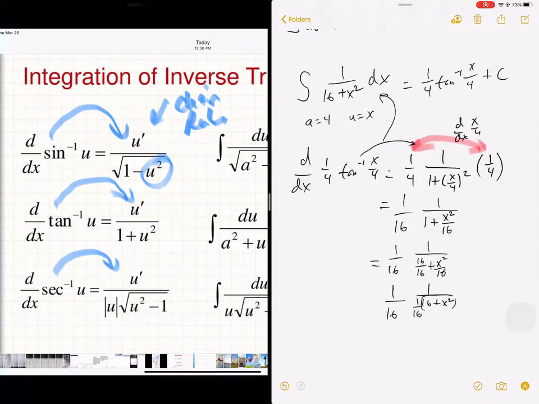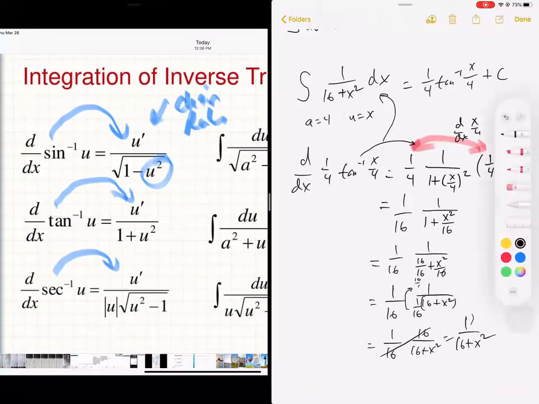1 over 16. Do you guys like dividing fractions? We say multiply by the reciprocal. 1 over 16 times 16 on top, because the reciprocal would give you 16 over 1. I don't need that parentheses anymore. 16 plus x squared. We simplify the 16 over 16. It's 1 over 16 plus x squared, which is our crazy answer.